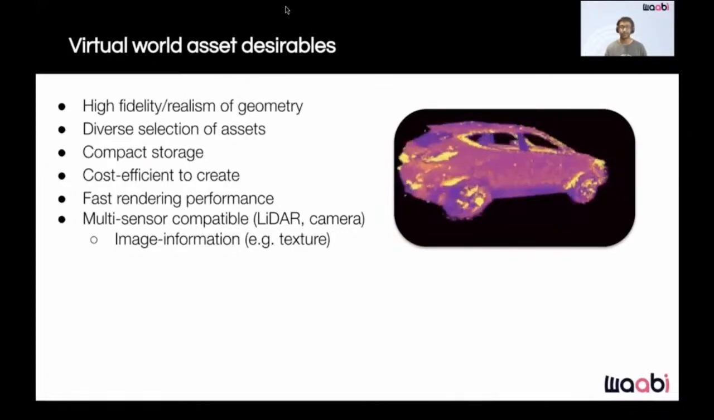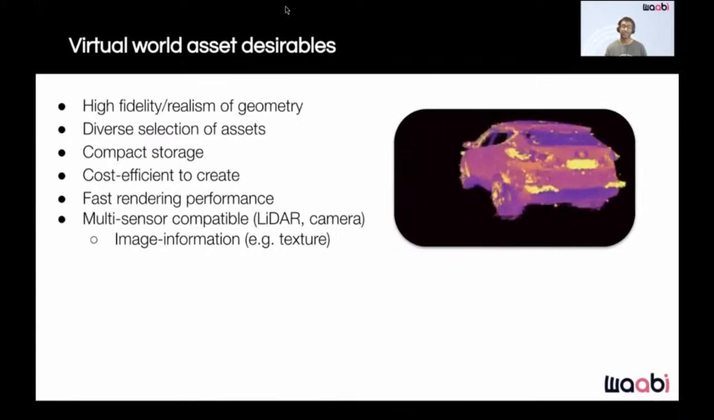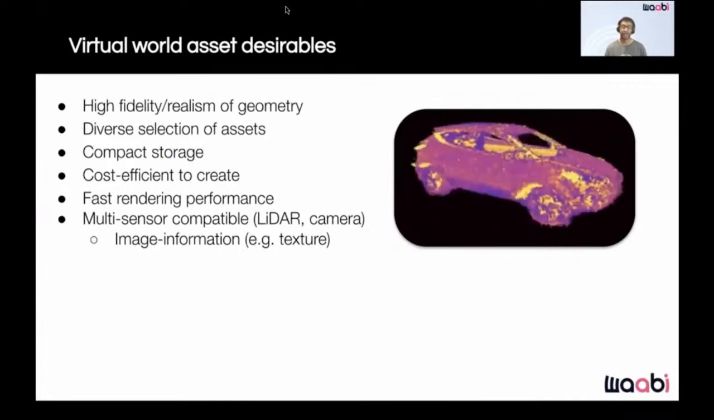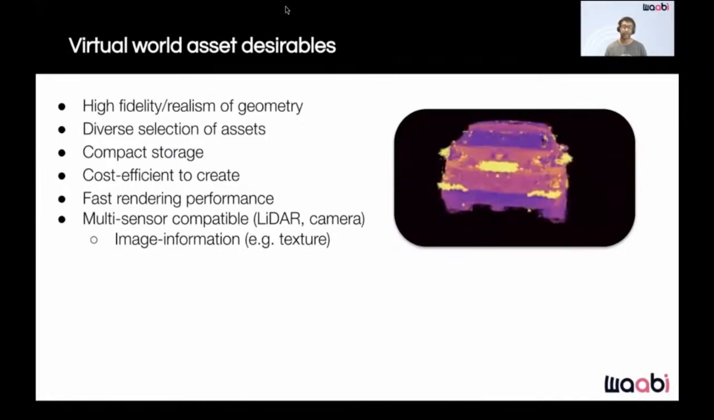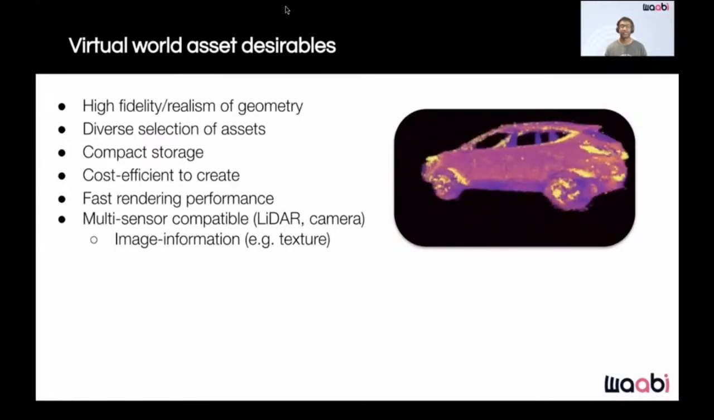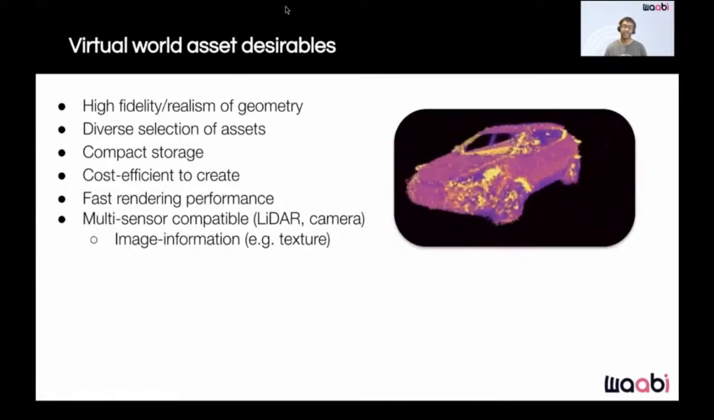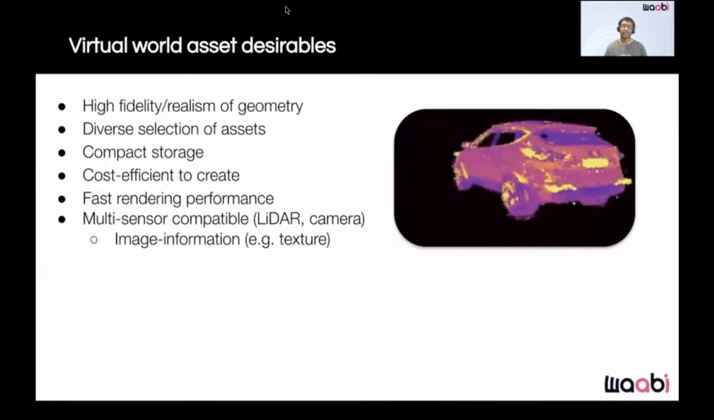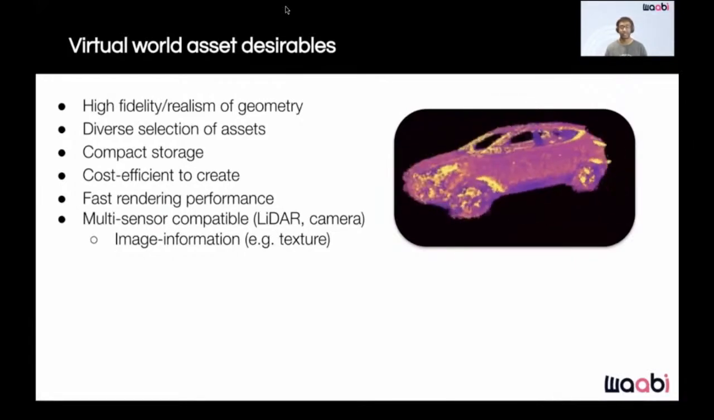We need to create these assets in a cost-effective manner so that it's feasible to build a large library of them. And we need a compact representation for these assets to easily store and load them. And we also need to be able to render these assets efficiently so that our sensor simulation is fast. And finally, we need to ensure the assets that we have will contain the information needed to simulate the different sensors on our SDV, and that the information is consistent across both sensors.